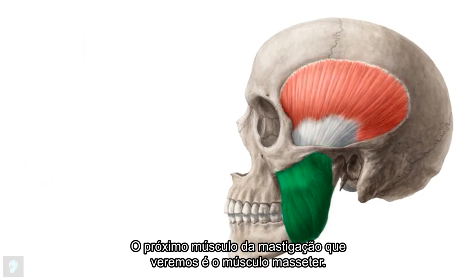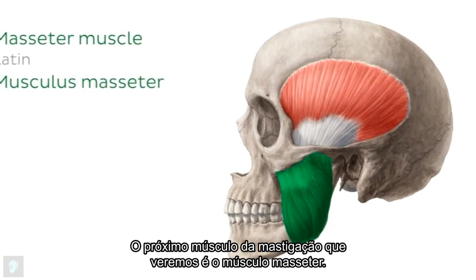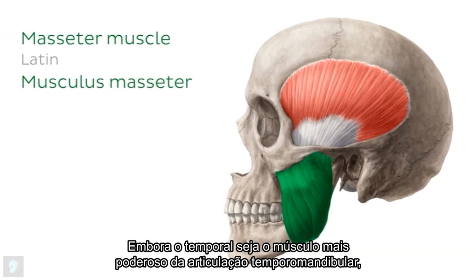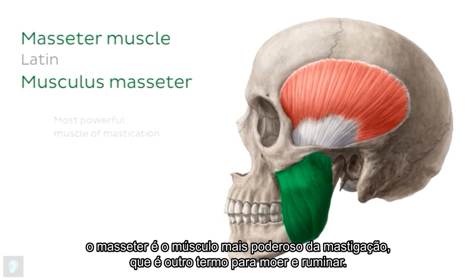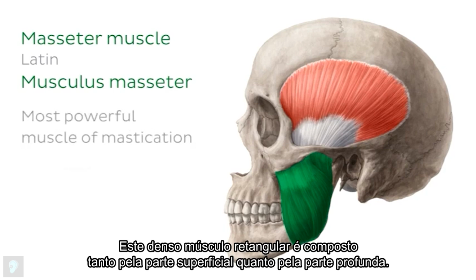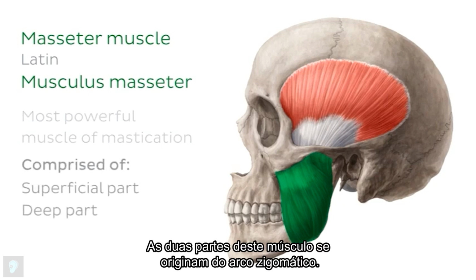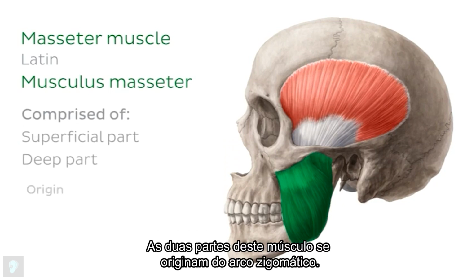The next muscle of mastication we will look at is the masseter muscle. Although the temporalis is the most powerful muscle of the temporomandibular joint, the masseter is the most powerful muscle of mastication, which is another term for chewing. This thick rectangular-shaped muscle is comprised of both a superficial and deep part. The two parts of this muscle both originate from the zygomatic arch.